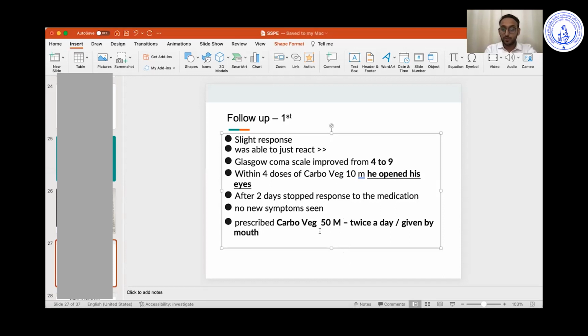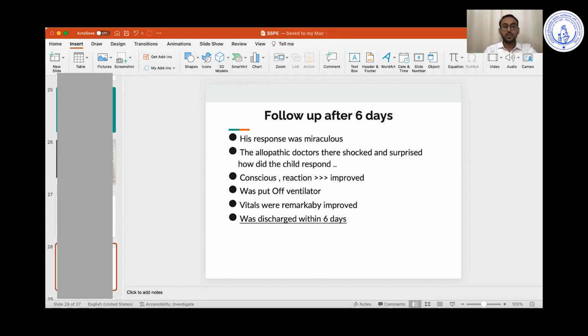We gave Carbo veg 50M twice a day. Okay, and we can see the follow-up after 6 days. His response was miraculous. He was discharged from hospital early. Doctors were happy that the child could survive and he could show some response in 48 hours, where the timeline was given. All his vitals improved and he was discharged within 6 days.